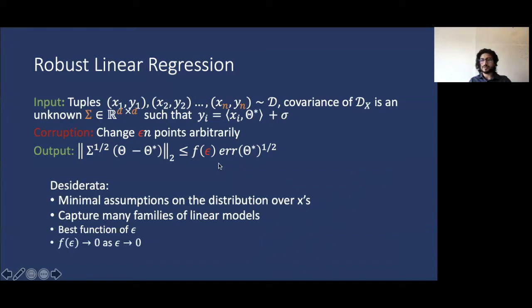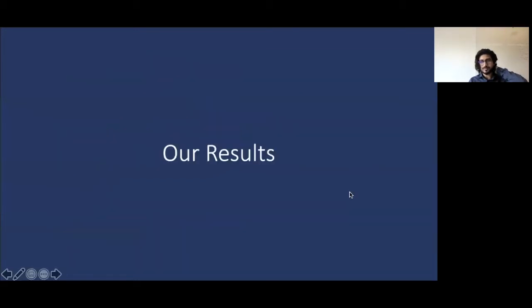And in particular, we would require, at the very least, that this function of epsilon goes to 0 as epsilon goes to 0. So in other words, in the limit when there are no outliers, we should be able to recover the optimal hyperplane. Okay, so with that setup in mind, I'll now describe the results that we obtained in this work.